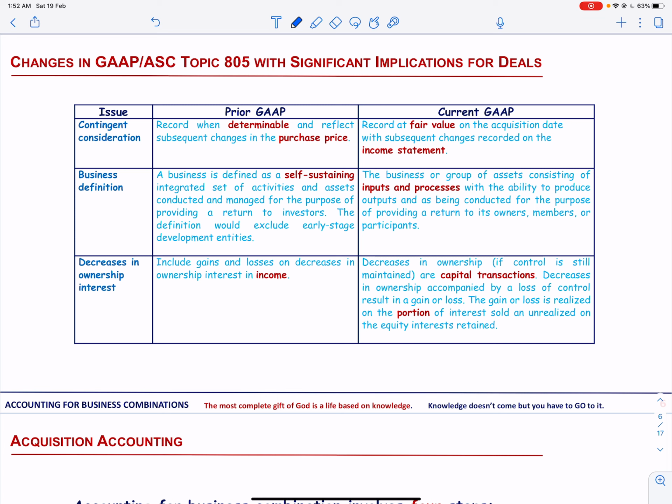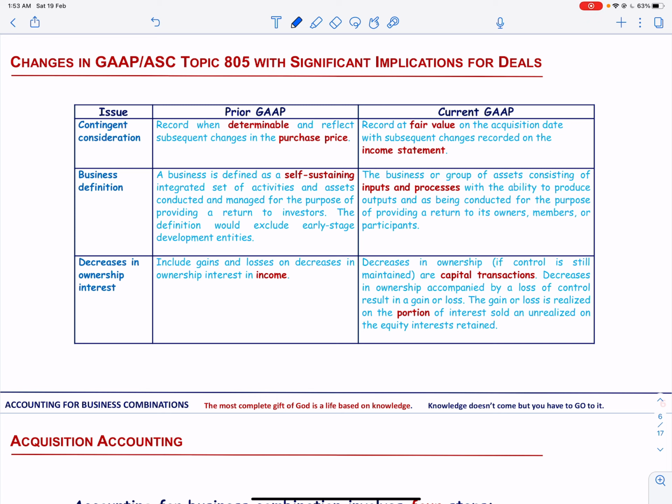In the past, business was defined as a self-sustaining integrated set of activities and assets conducted and managed for the purpose of providing a return on investors. Now, business is defined as a group of assets consisting of inputs and processes with the ability to produce outputs and as being conducted for the purpose of providing a return to its owners, members, or participants.